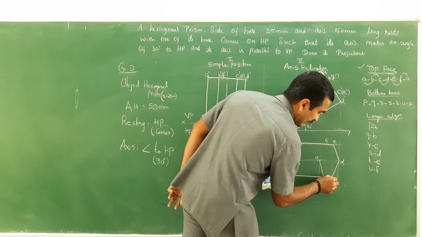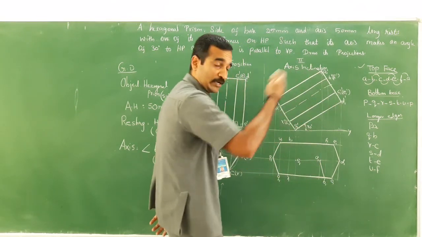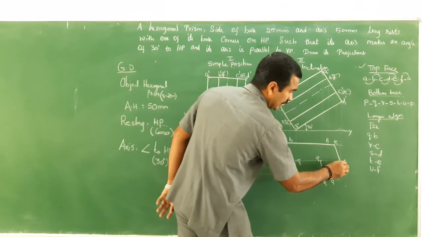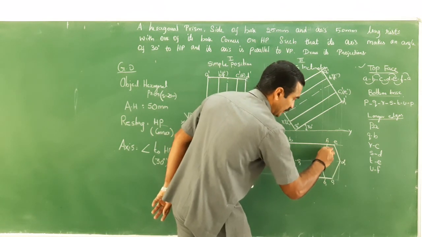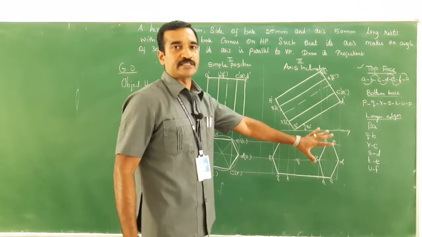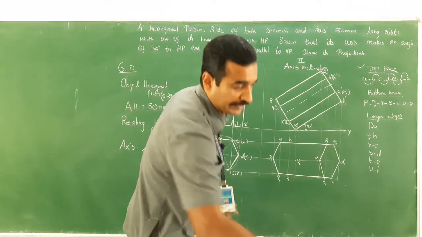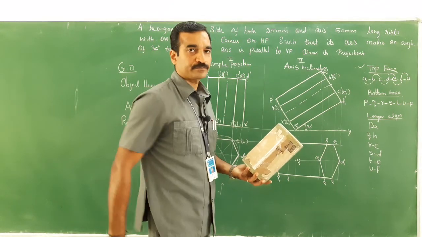So A to B, B to C is already connected while connecting the boundary, right? C to D, D to E, E to F and F to A. Now I got a skewed shape of a hexagon when I look at it from the top.